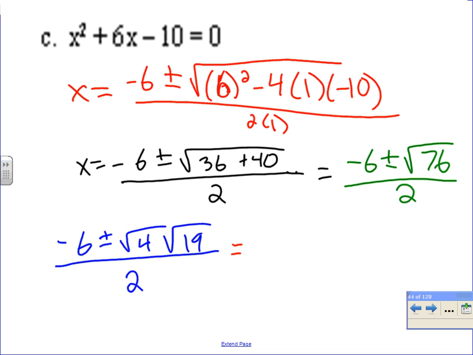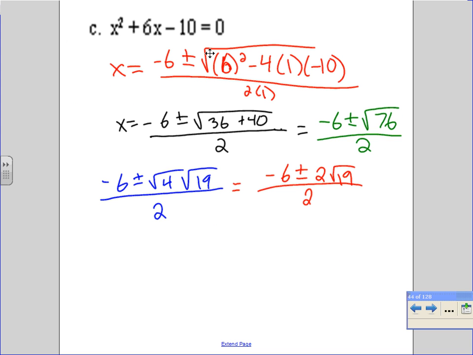Okay, so next step. After you simplify it, take the square root. So we have negative 6 plus or minus the square root of 4, which is 2. Rewrite your square root of 19, and it's still all over 2. This one's a little tricky. So we need to simplify negative 6 over 2 and 2 over 2. So what will the next step look like? Eric, what do you think?